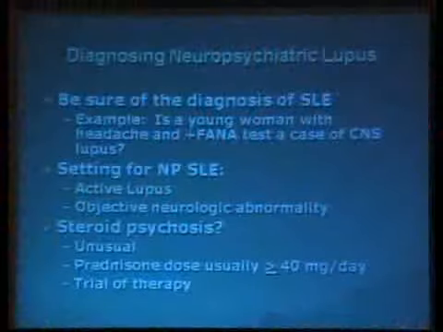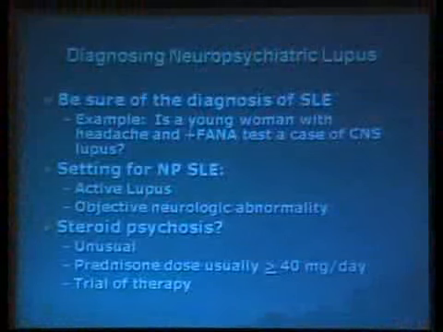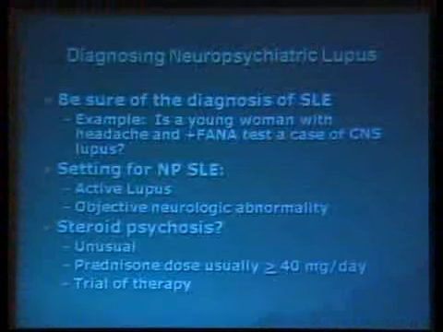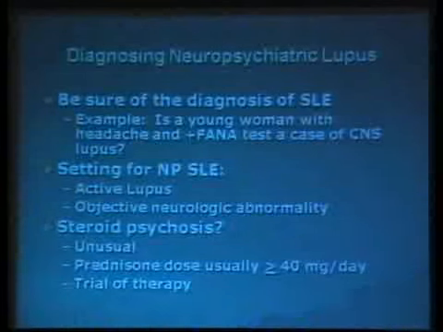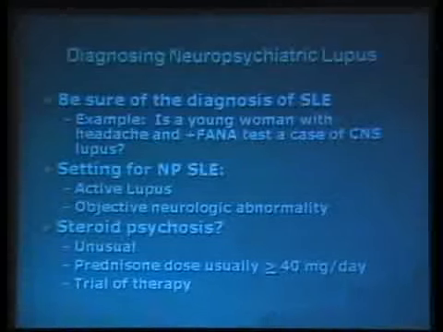Well, what's the setting for neuropsychiatric lupus? First of all, be sure it's lupus. If it's a young woman with a headache or a central nervous system finding, and she just happens to have a positive FANA test, fluorescent antinuclear antibody test, is this immediately a case of central nervous system lupus? And I think we would say no. We want to do more to find out if this is compatible with a clinical picture of lupus.